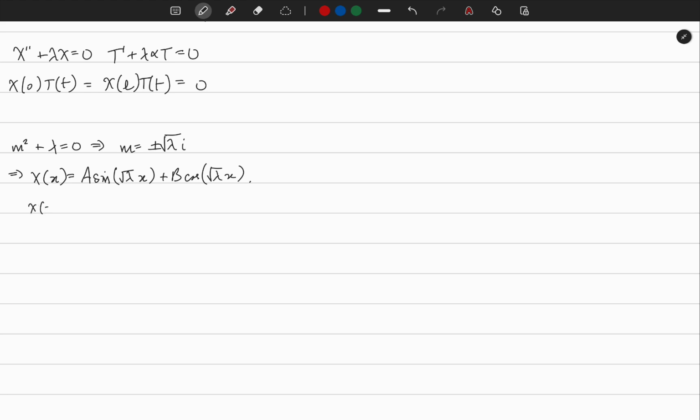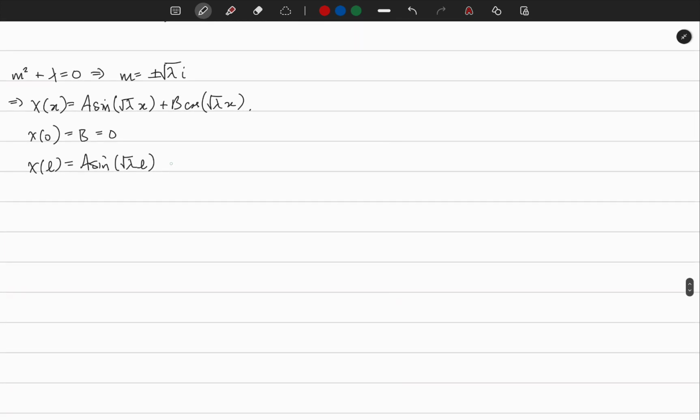So if we apply the first auxiliary condition, X(0), a sine of 0, the sine of 0 will be 0, and that will cancel out the first term. b cosine of 0 will just be b, because cosine of 0 is 1, so b is equal to 0. And then we put X(L). Now we have a sine root lambda L, and b is 0, so that entire second term will vanish. And we have to set this equal to 0.